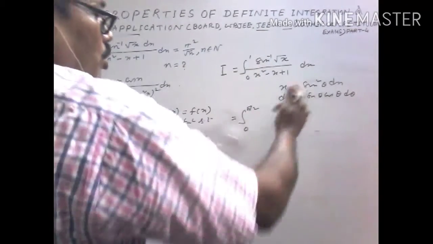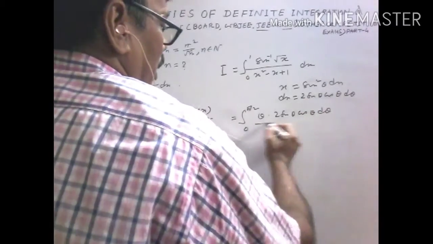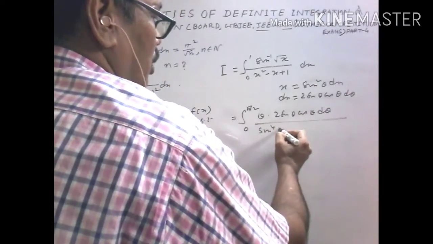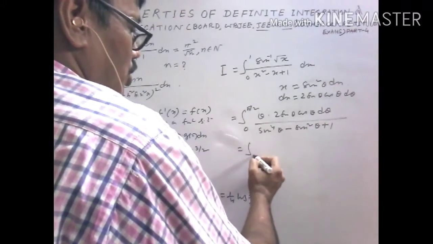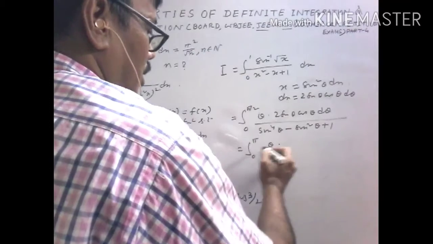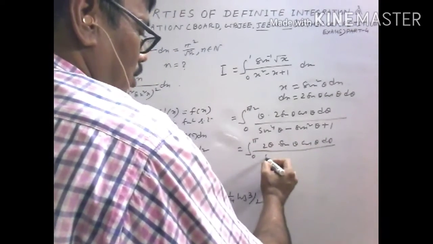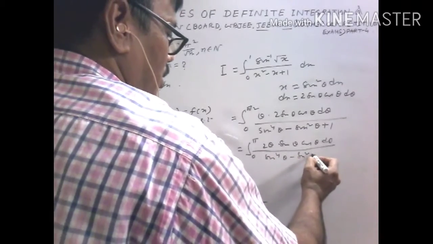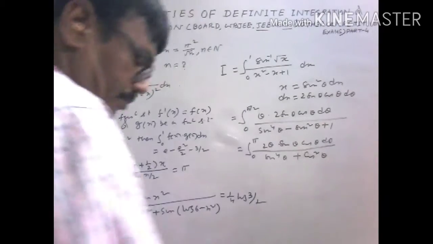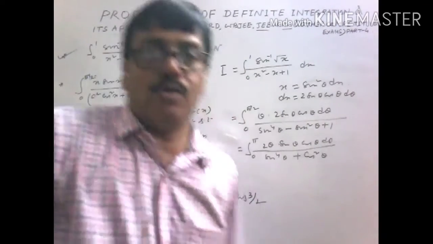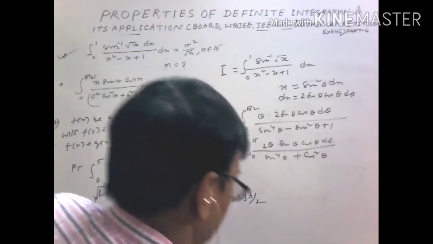So sin inverse sin square theta, so this is theta, 2 sin theta cos theta d theta, and this is sin to the power 4 theta minus sin square theta plus 1. So 0 to pi by 2, theta, 2 sin theta cos theta d theta. Now sin to the power 4 theta minus sin to the power 4 theta plus cos square theta. Now look, we have to cancel theta.